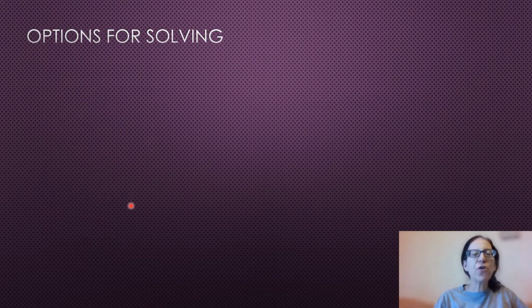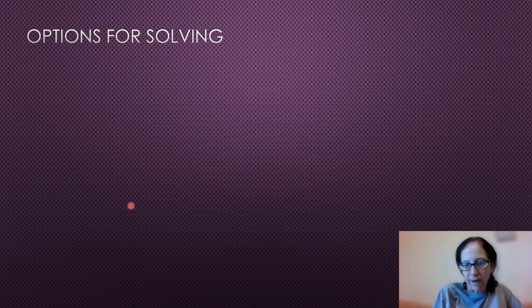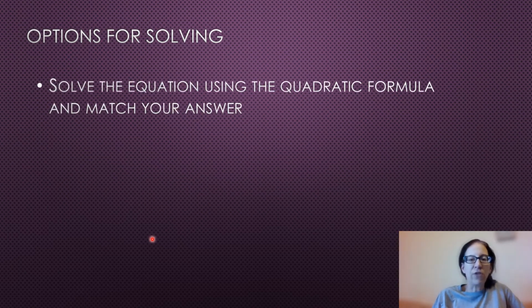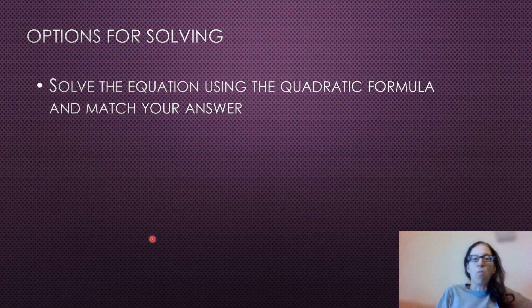Okay, so here are your options when you're encountering that. What we're doing here is looking at multiple choice questions, which, because of the nature of what they are, have the potential of other ways of arriving at the correct answer. So one of your options is to solve the equation using the quadratic formula and match your answer. That might be the best option for you. Whether it's the best option depends on how good you are at using the quadratic formula. The better you are at using it, the more likely that's going to be the option that you want.